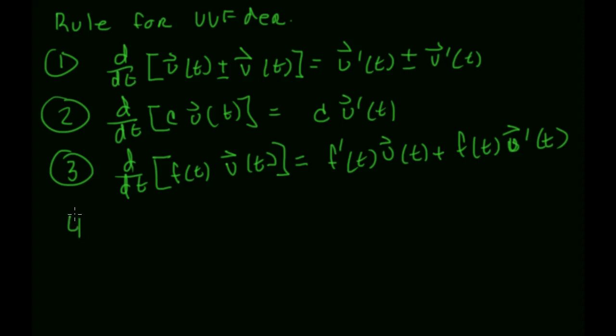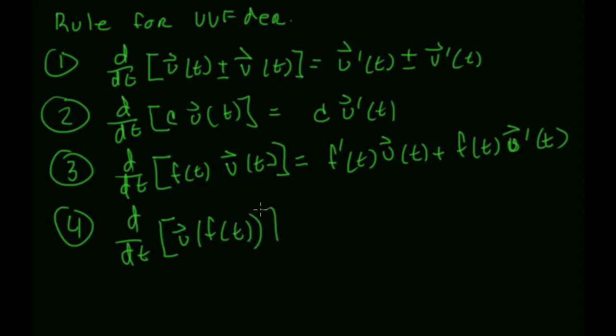And finally, number 4, what if I compose a vector valued function with a real valued function? Well, that's just going to be our chain rule. So you take the derivative of the vector valued function and keep the real valued function, and then multiply that by the derivative of the real valued function. So that just functions as a chain rule. It kind of pulls right through. Nothing surprising there.